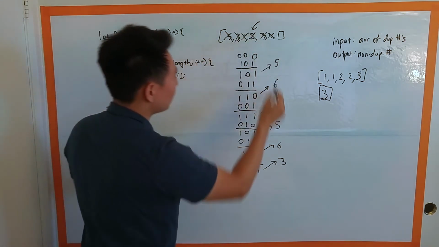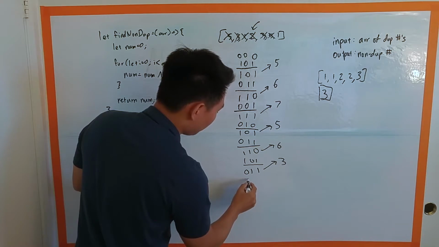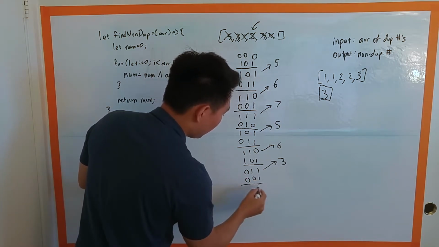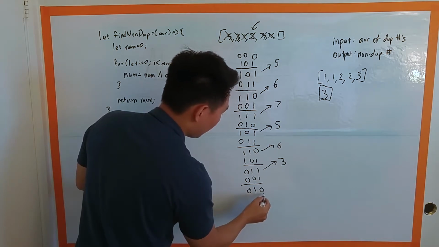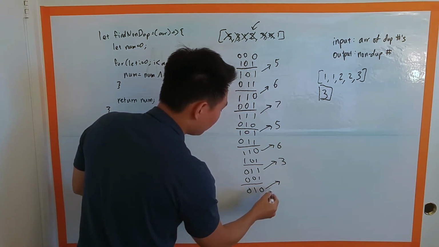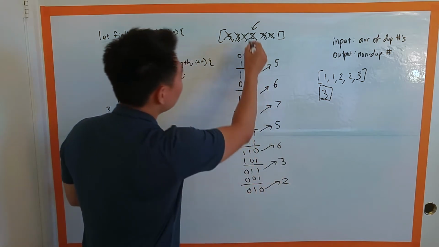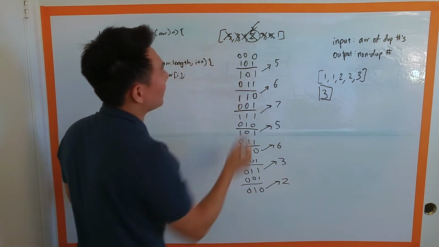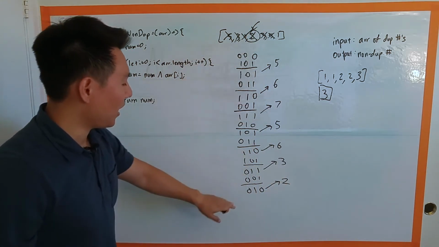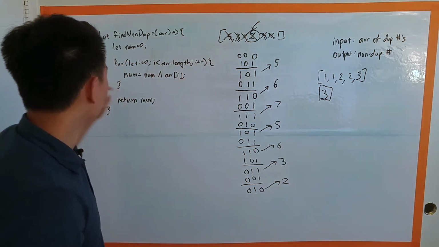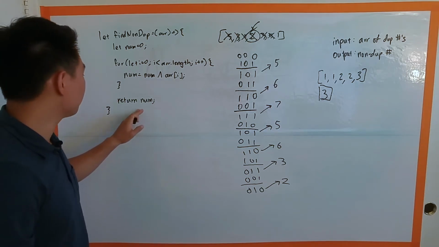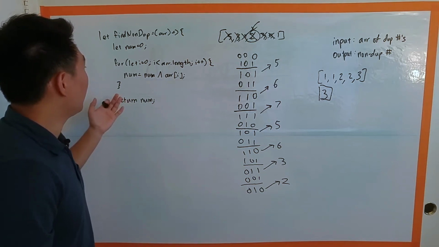3 XOR 1. Let's see. 1, 0, 0, 1. That is going to be 0, 1, 0. And that is going to be 2. And 2 was the one that we were looking at. That's a 2. I X'd it out, but that's a 2. And we were looking for a 2 in the end. So pretty much after all of these XORs that happen, we're going to be getting back 2. And so that's how it works.